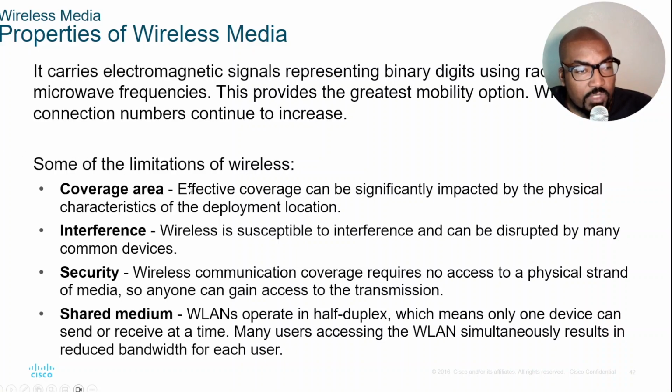Some of the limitations of wireless: coverage areas. Effective coverage can be significantly impacted by the physical characteristics of the deployment location. Let's talk about this, for example. I specifically remember during COVID, in 2020, I was working help desk for the school district, and we would get a lot of phone calls about internet at home not working. We were there to support the device, however, when their internet's not working, their device can't work. So we have to do a little extra troubleshooting.